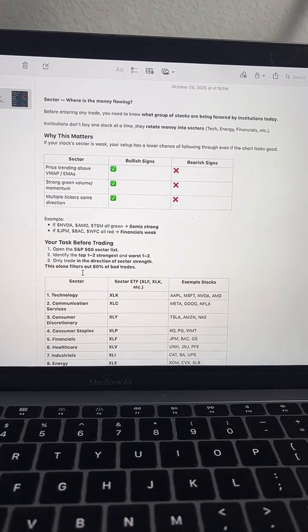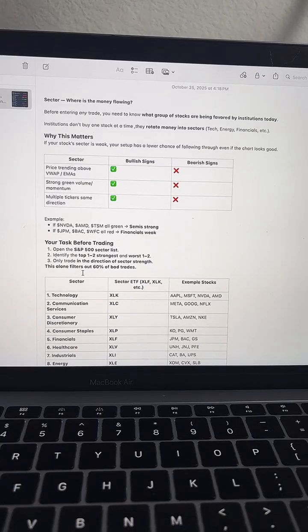So when you're trading, there's a system, okay? You should have a system that you follow. So my system, I named it the 4S system. So you have your sector. That means you're trying to find where the money is flowing, like what sector is moving.